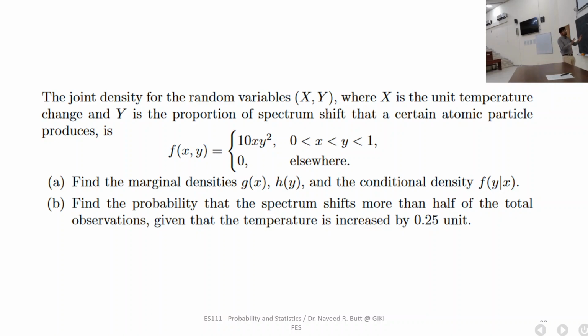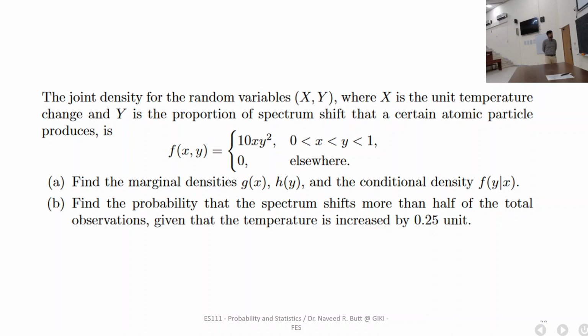So in this case now you are given the function. It says it's a joint for unit change temperature, proportion of spectrum shift. Some atomic particle produces this. So you're studying some atomic particles, you got this distribution, and now you want to find the marginal densities g(x), h(y), and the conditional density f(y given x).